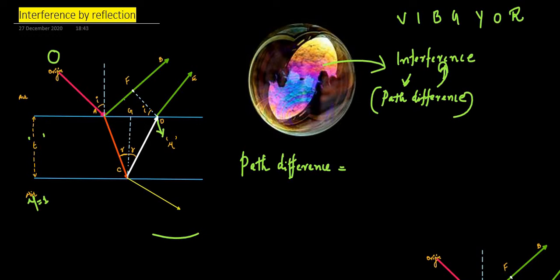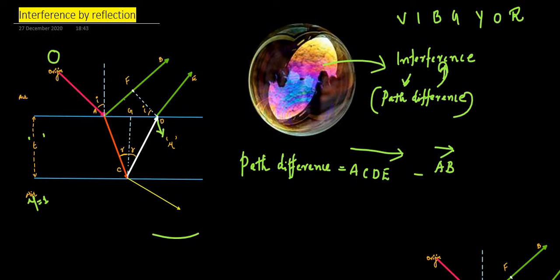I told you one ray is A, C, D, E. So this is my ray, that is ACDE. The path difference is the path travelled by the ray ACDE minus the path travelled by the ray AB.